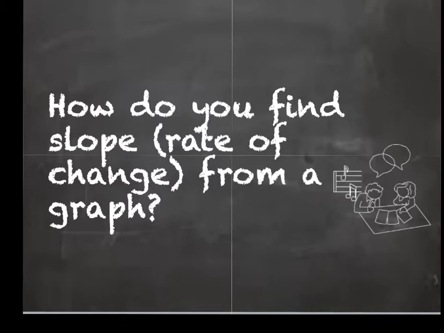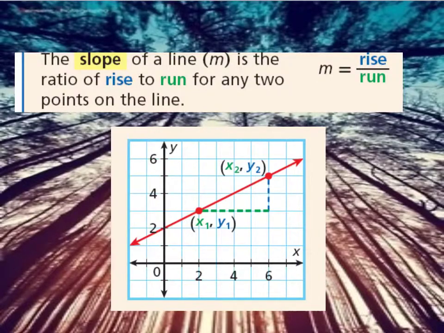In this video, we are going to answer the question, how do you find slope, which we also call rate of change, from a graph? The slope of a line, m, is the ratio of rise to run for any 2 points on the line. What's important to understand is that it's for any 2 points on the line.